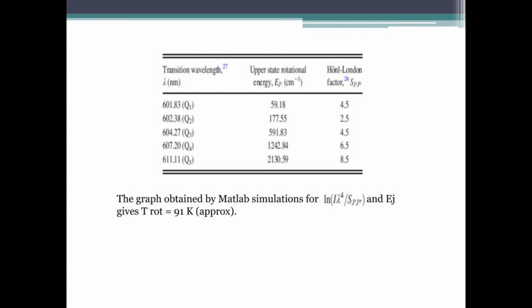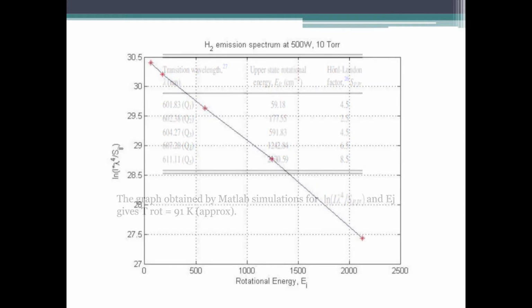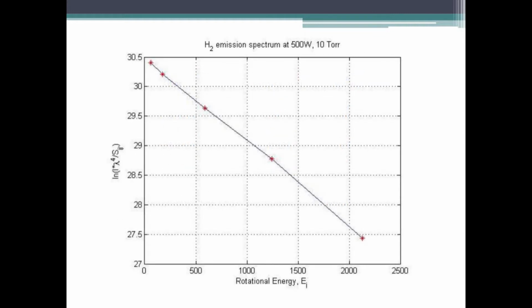By simulating on MATLAB, we obtained the graph for ln(Iλ⁴/(S_j' j'' ))  versus E_j. That gives T rotational as approximately 91 Kelvin.